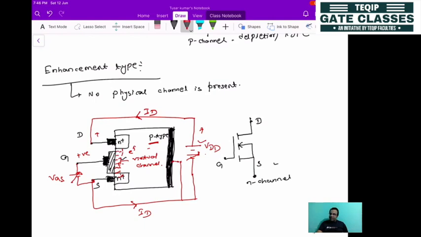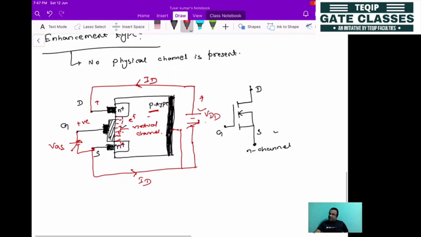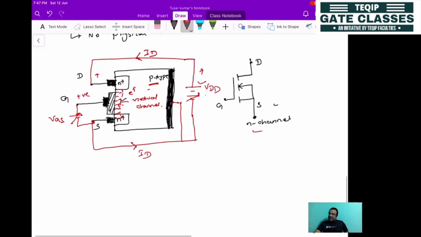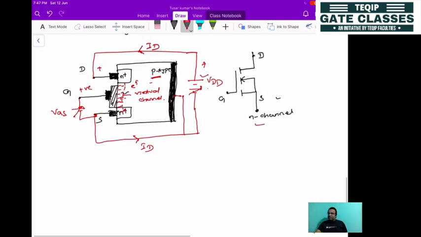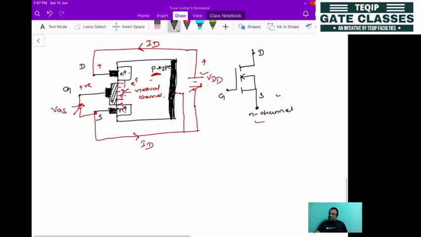Okay, but here you have to apply a little bit higher voltage just to have one virtual layer over there. So this is the operation of the N channel enhancement type, and this is the symbol. Okay, and if you do just the reverse, means now you put the P type material in place of N type material, here P plus, here P plus. Then the polarities, like in the previous case, will also change.